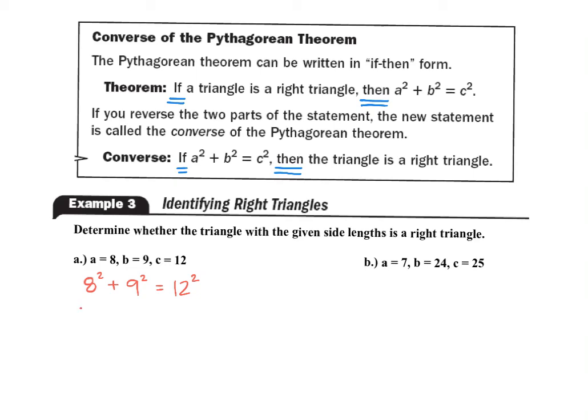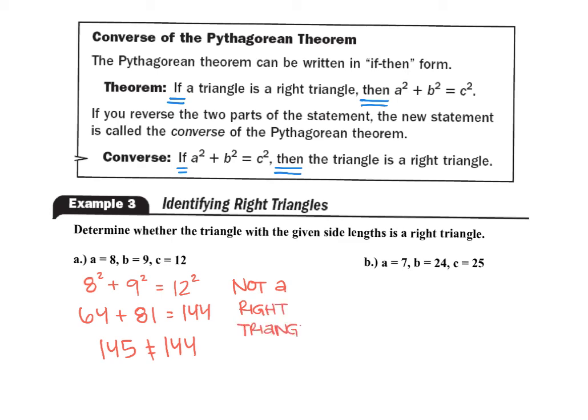So 8 squared here is 64, 9 squared is 81, 12 squared is 144. And then I'm going to add 64 and 81, that's 145. Ooh, close, but not quite. Remember to put a slash through that equal sign. 145 is not equal to 144. And so my conclusion is this is not a right triangle. And that's what you need to write as your answer. Don't just put no, make sure you write not a right triangle.